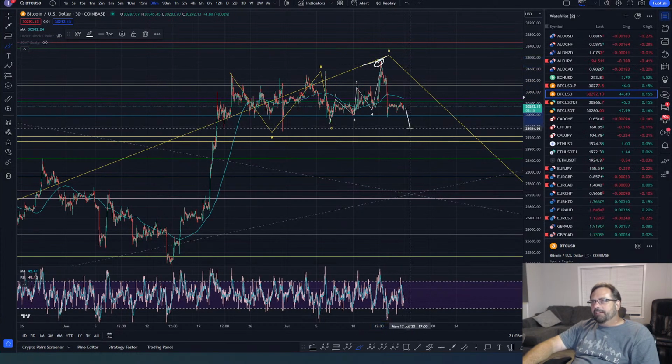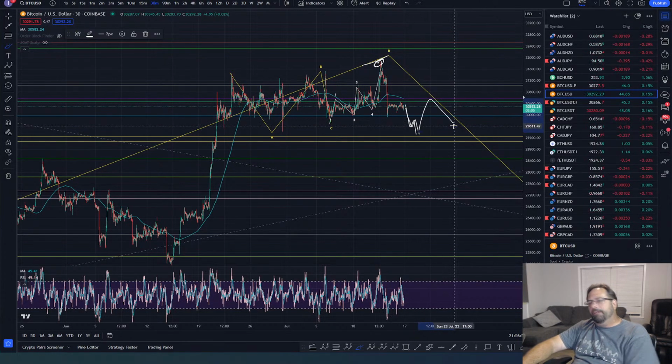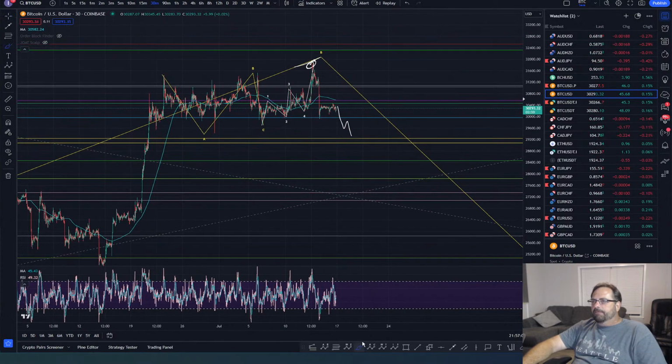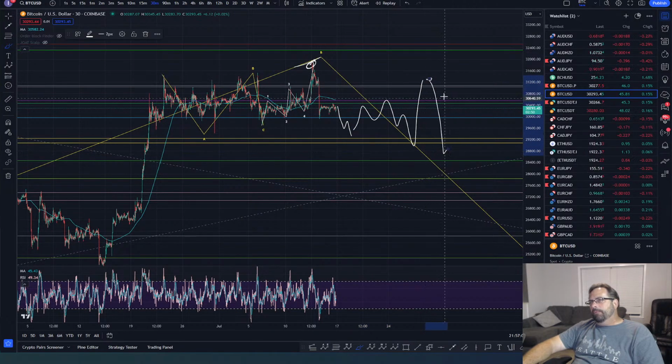So I'd love to see another hit to the low, something like that, where we come down, come up, come down. There we finish 5 waves, and then we have a 3-wave correction. A 3-wave correction, more than likely some kind of expanded flat, something like that, where then we end up tanking.